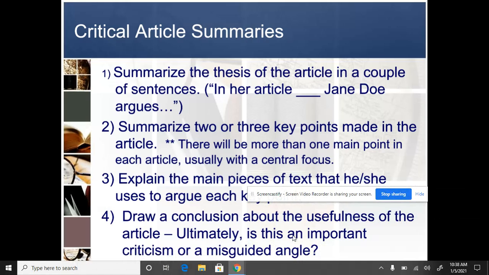This final point here, that you need to draw a conclusion about the usefulness of the article, this is one sentence. At the very end of your paragraph, you will write one sentence that just says, ultimately, Jane Doe's article is an important criticism that adds something. You'll explain what it adds to the criticism of Hamlet. Or you might say, while there are strong points in this, like the example in the article that we just read, what the article overlooks is one sentence. That's all you're going to do there at the end. Everything else is just summary.